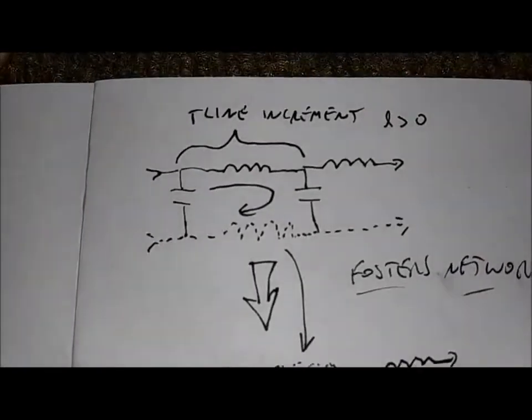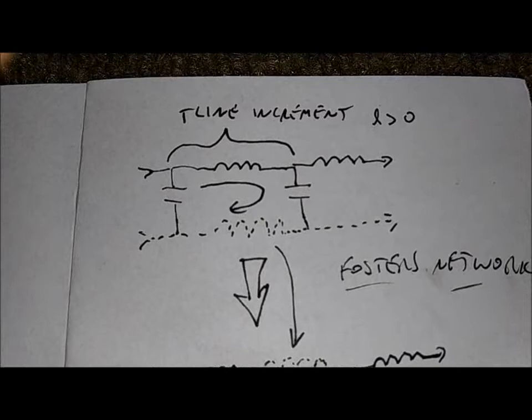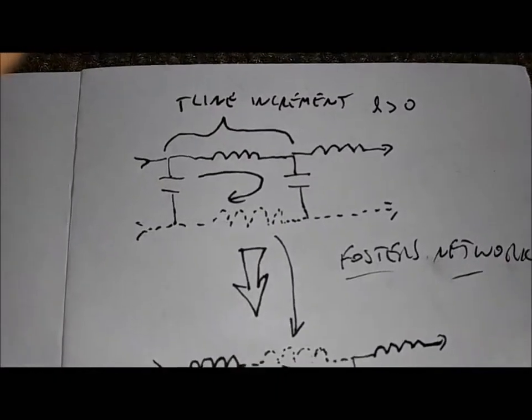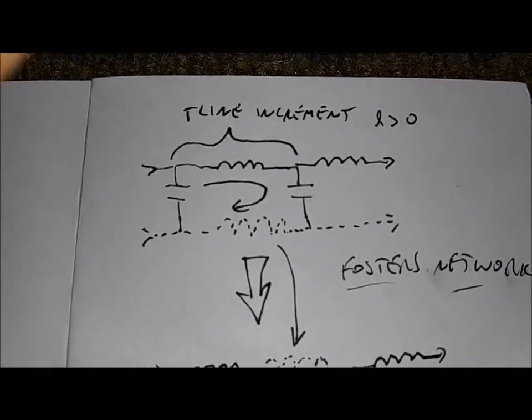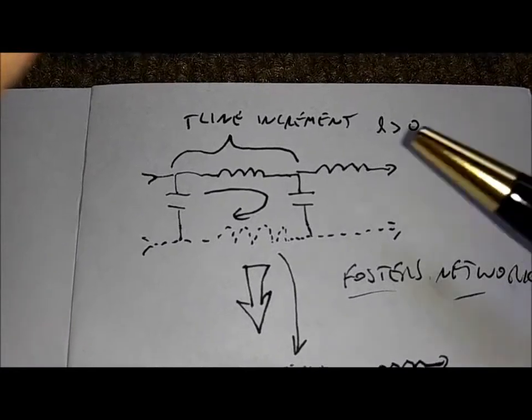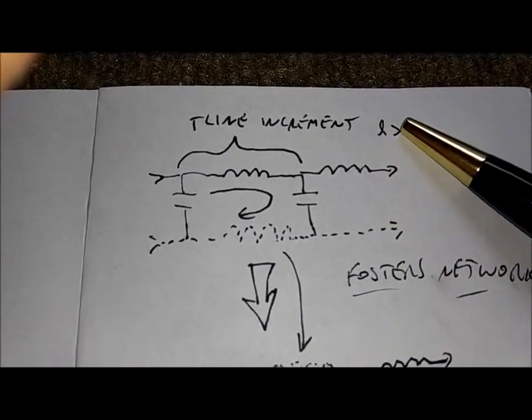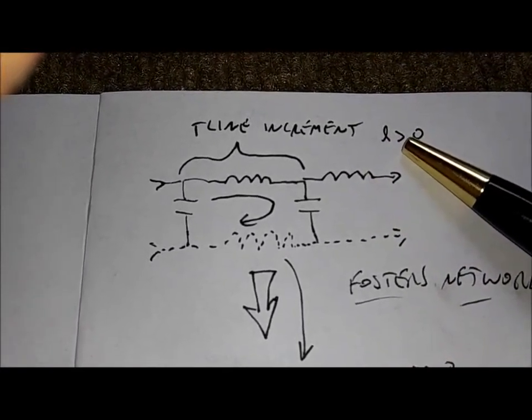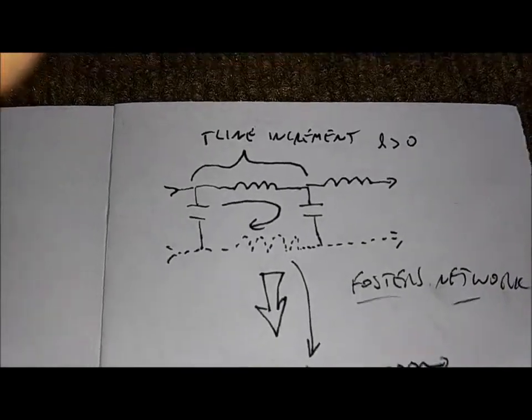As before, with a network with meshes and such, this is a theoretical increment of a transmission line where the length is greater than 0, and that should actually be much greater than. Let's fix that.